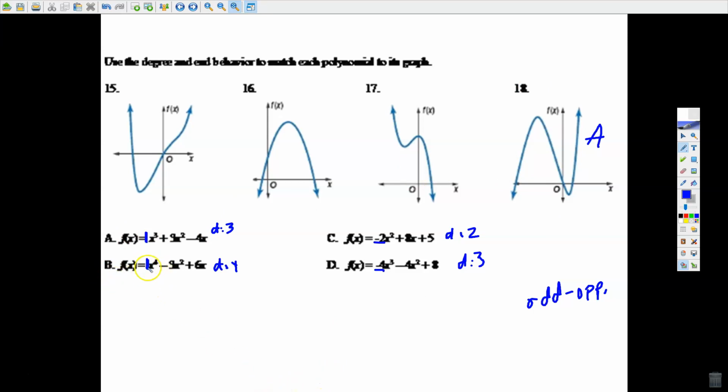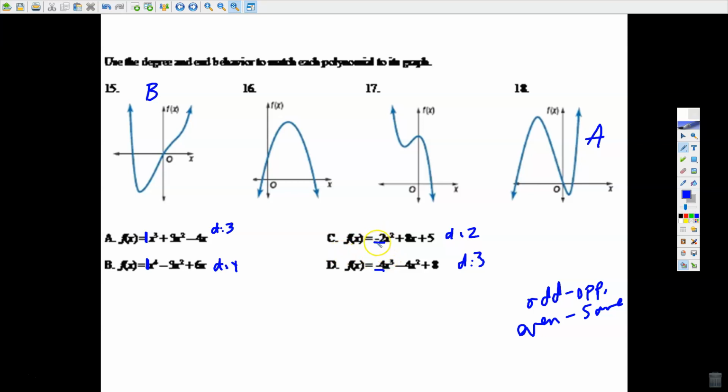All right, this one also goes up on the right, but it's an even degree, so it's going to do the same. If odd does opposite, then even will be the same. All right, so I'm looking for a graph that goes up on the right and also up on the left. Well, the only one that does that, up on the right and also on the left, is number 15, so I'm going to put a B for that one.